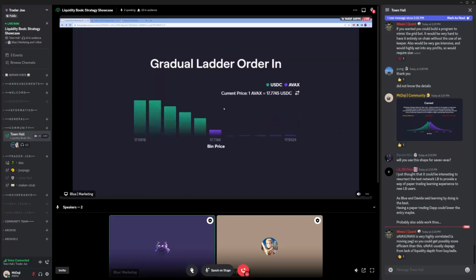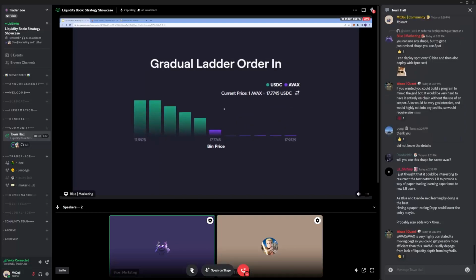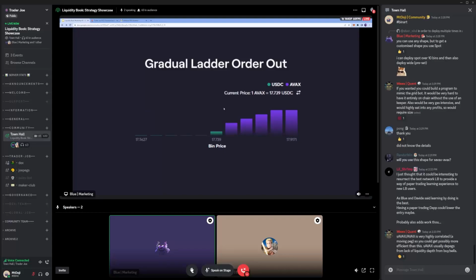Okay, let's move on. So you've seen them both here, I've spoiled it. Gradual ladder order in, gradual ladder order out. Commonly referred to as DCAing in or out. DCAing stands for dollar cost average in or out. Basically a term where you're deploying tokens with the intention that you want to either buy the other token or sell your token for the other token.